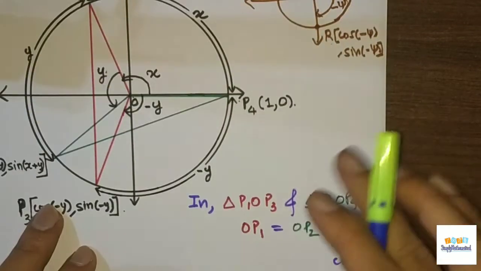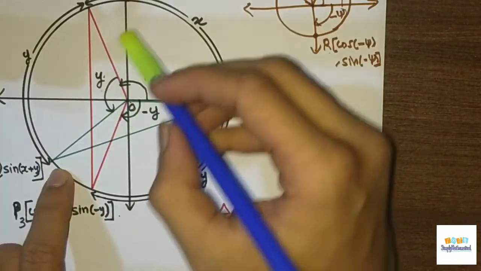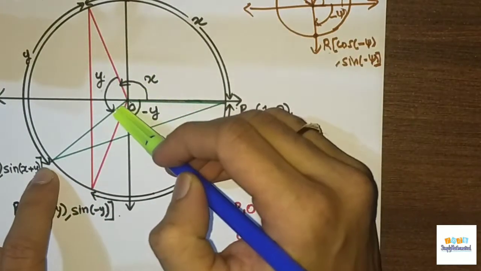Now let us look at this. See, if you look at this angle which we have written, P1 O P2, right?